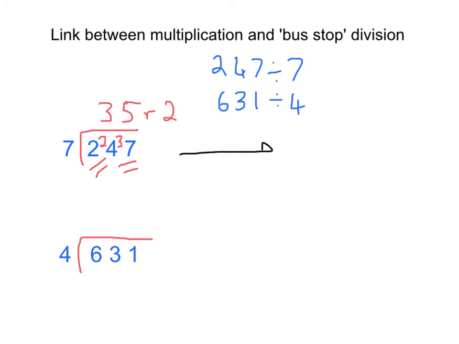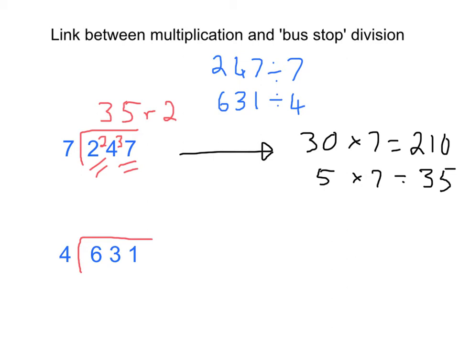What I've essentially done here is split this 247 up into 30 7s, which is 210, and then I've also split it up into 5 7s, which is 35, and I've split it up into the remainder, the 2. And if I add those together, of course, that makes 247.